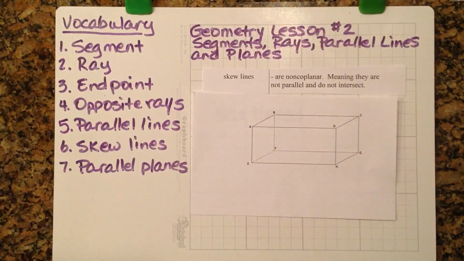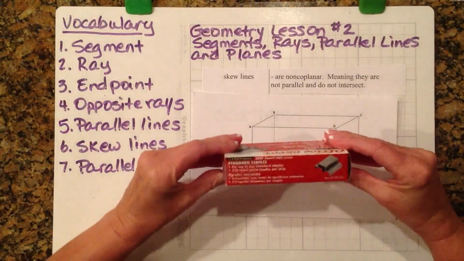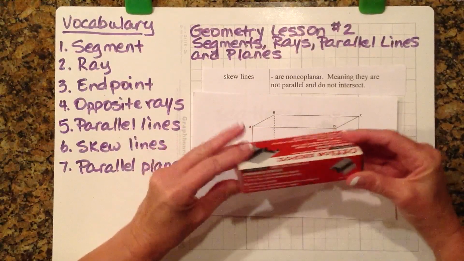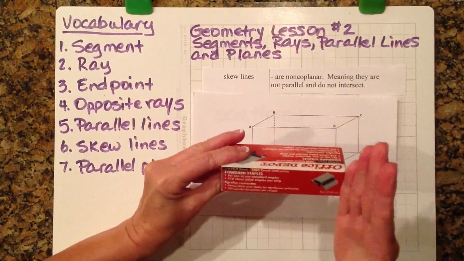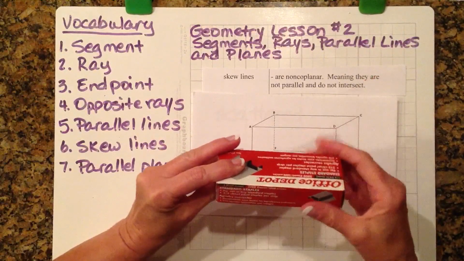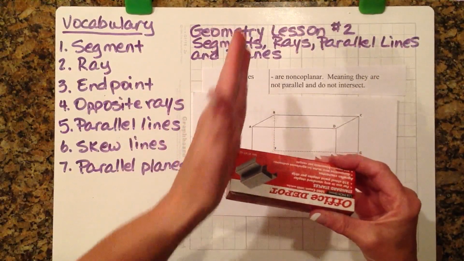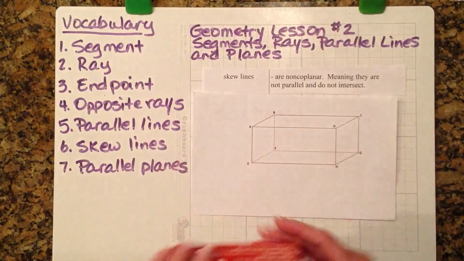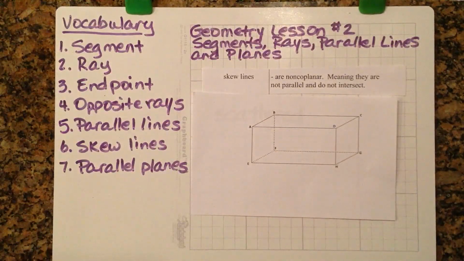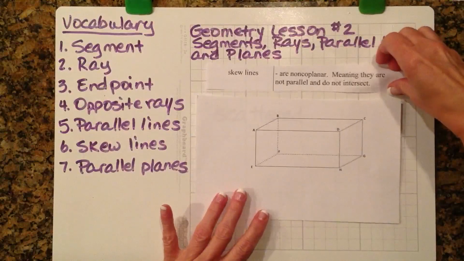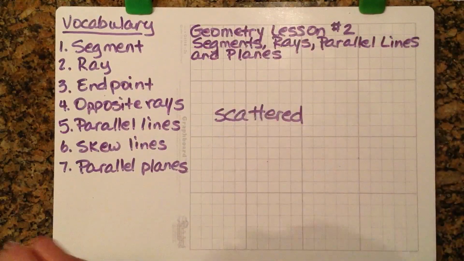Another way to look at it would be an example. Here is a little box here. This has 6 sides to it. This line right here and this line going back this way, those would be skew. They're scattered. One's going in one direction, one's going in the other direction, and they're just all over the place. So that's what I think of with skew lines.